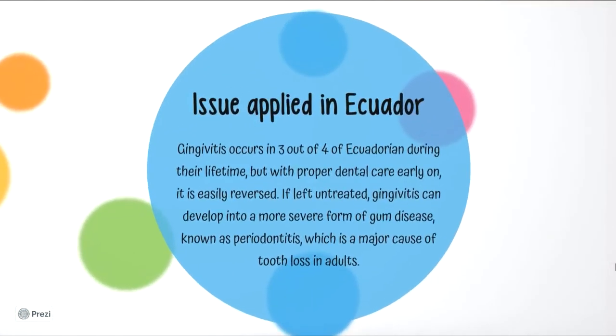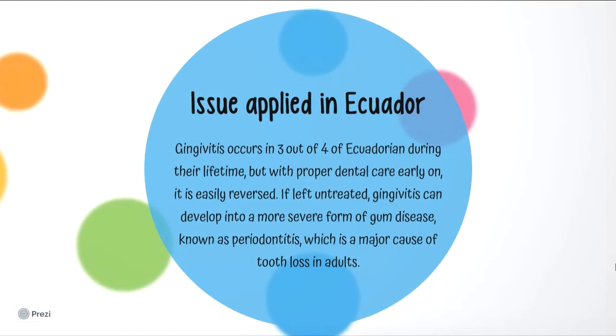Fourth, the issue as applied in Ecuador. Gingivitis occurs in 3 out of 4 Ecuadorians during their lifetime, but with proper dental care early on, it is easily reversed. If left untreated, gingivitis can develop into a more severe form of gum disease, known as periodontitis, which is even a major cause of tooth loss in adults.